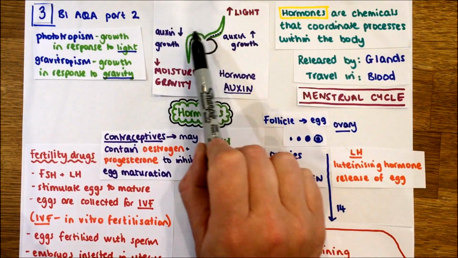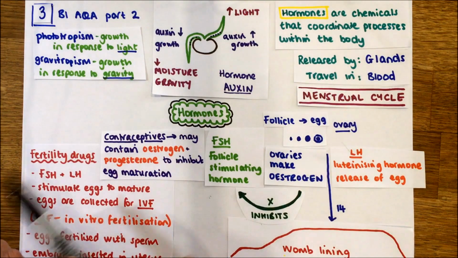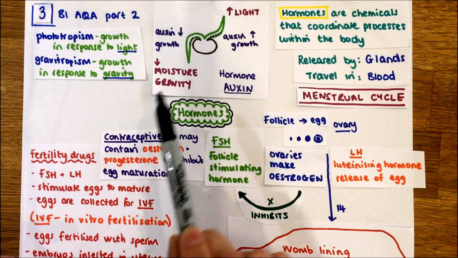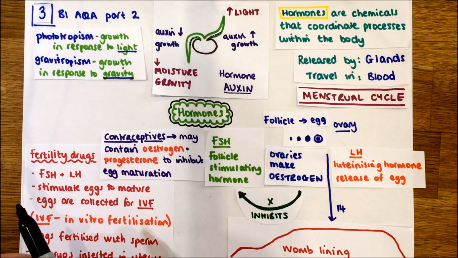So that's really important. So a plant responds to light, moisture and gravity with the help of a hormone auxin. Okay, so it's an unequal distribution of auxin which causes unequal growth.